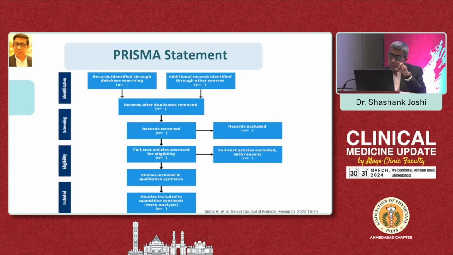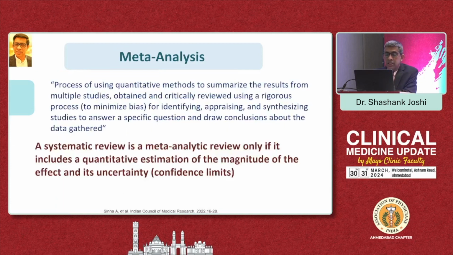Therefore, include a PRISMA statement of the identification of records which are searched, which we put in the review: the additional records, the duplicates which are removed, the records screened, the records excluded, the full-text articles which are eligible and which are excluded, the studies included for qualitative synthesis, and then you put in the meta-analysis. And that's how the whole PRISMA statement is made.